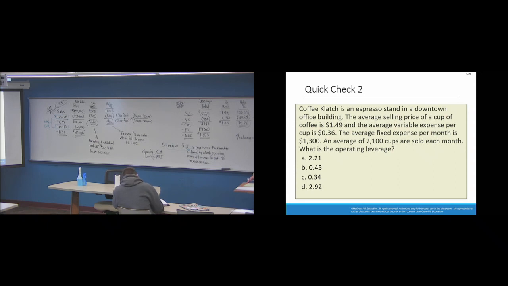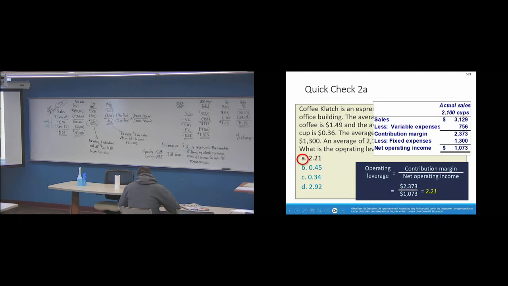What do you get? Ooh. That's not up there, is it? 2.21 what? Times. So for every 1% increase in sales, operating income is going to increase 2.21 times. So let's make sure you got the right formula there.